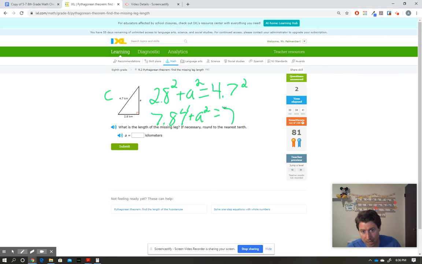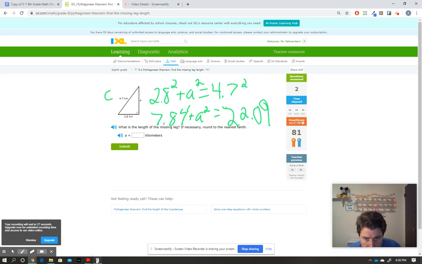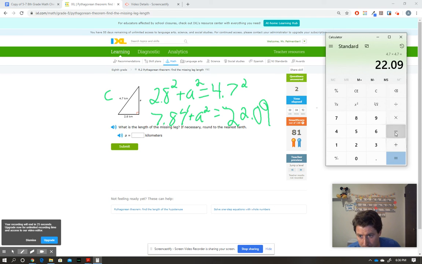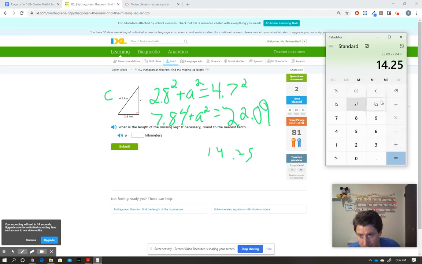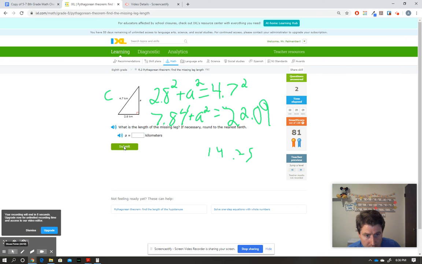And at the very end, what you'll do is you're going to subtract 7.84. Now I'm running out of time here, so I'm just going to do it real quick. So I get 14.25. Now the last thing I need to do is I need to take the square root of that, which will be right here. And I get 3.7. Rounded to the nearest tenth, it's going to be 3.8. So this becomes 3.8. All right?